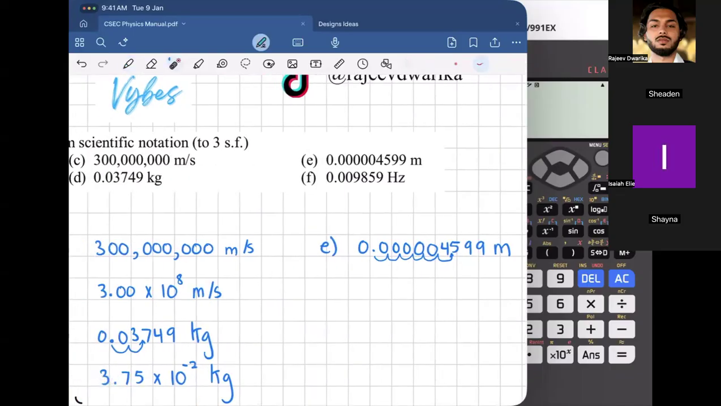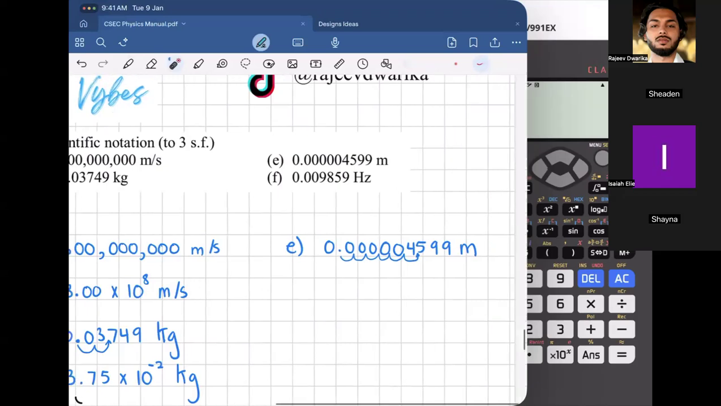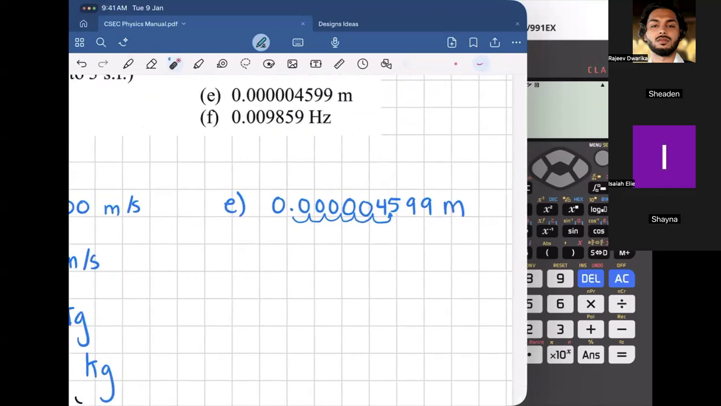So here, you would lose marks. They set it to three significant figures. When you move the decimal place one space before the first significant number, look at what's happening. This would be 4.599.